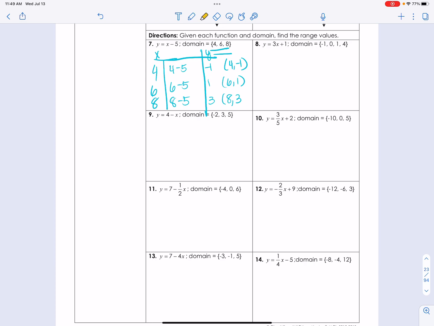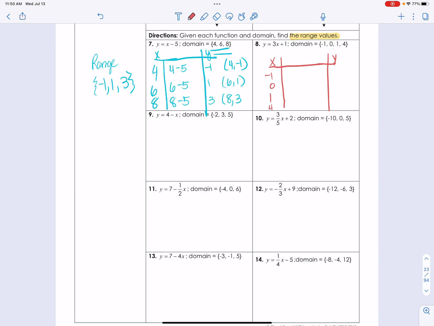It does want you to find the range values. So your range on this question would be just the y's: negative 1, 1, and 3. Okay? So let's just do that again so you can see the table, and then we'll do a couple of these. So I'm going to put my x's here, negative 1, 0, 1, 4. And then I'm going to leave a little room and put my y's here.